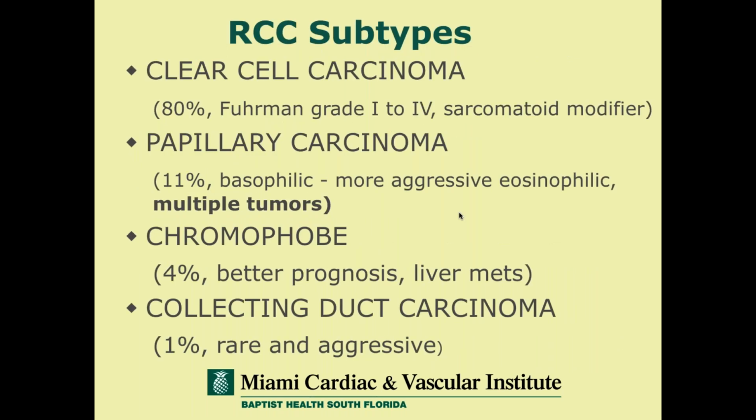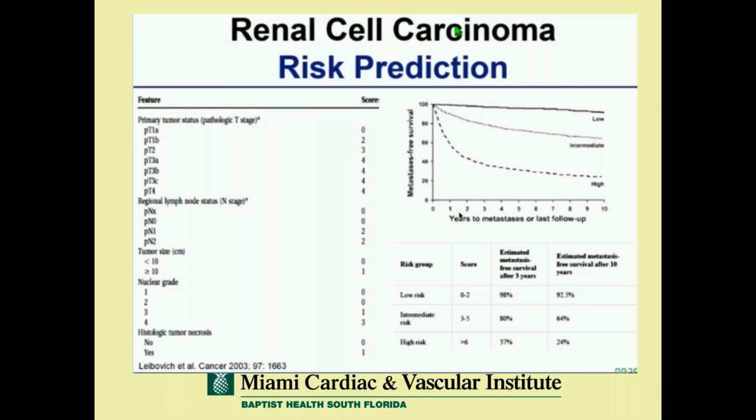We talk about the subtypes of renal cell carcinoma. I think the most common subtype is clear cell carcinoma, and they can have different grades, and that's about 80% of renal cell carcinomas. When we see a papillary carcinoma, these could be basophilic or eosinophilic, which are a little bit more aggressive. And when I see papillary, I worry about multiple tumors. Chromophobe is about 4%. Collecting duct carcinoma is even rarer, but much more aggressive.